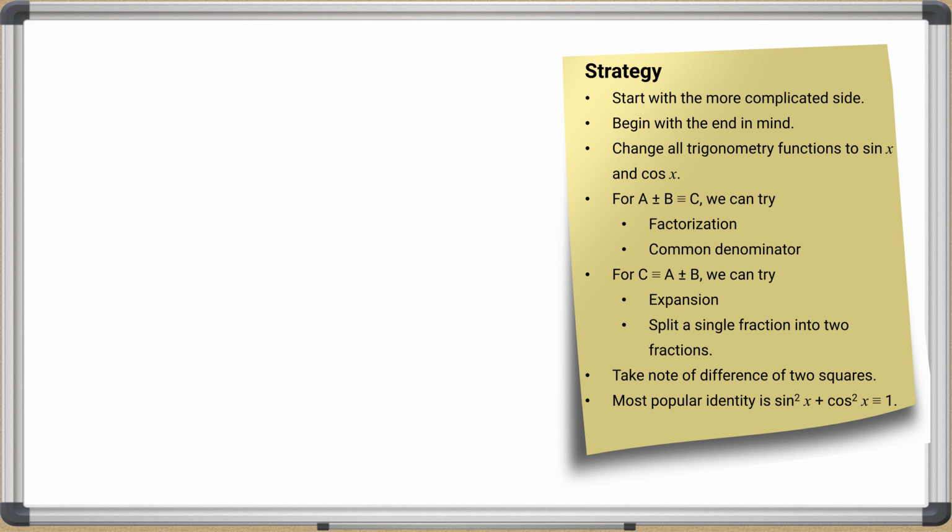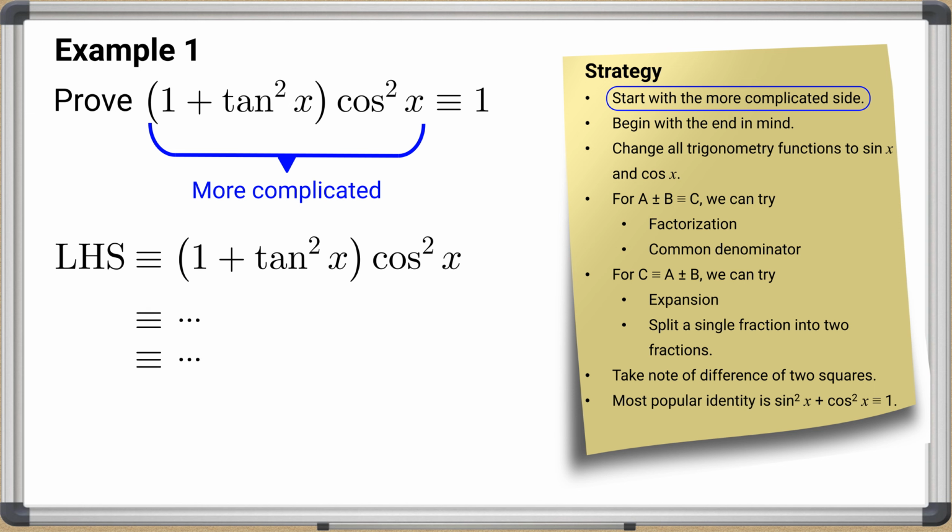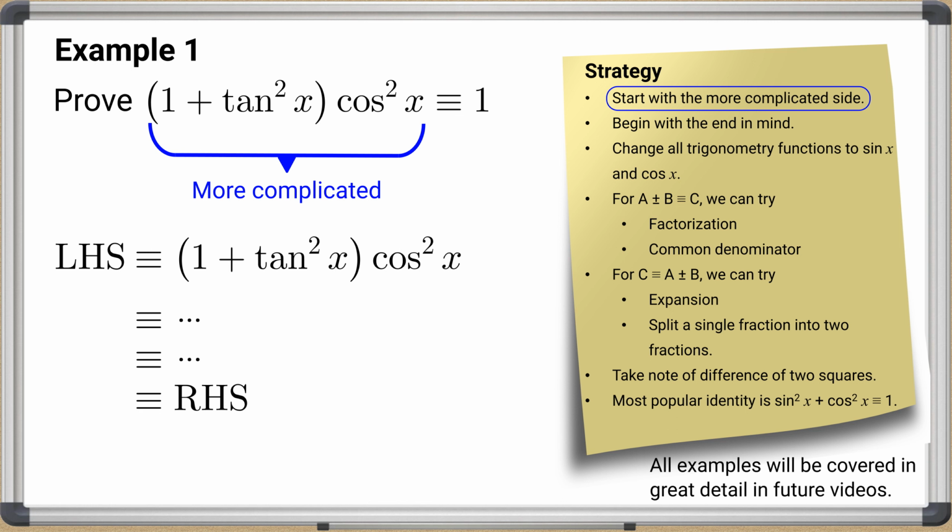Part 1. We start with the more complicated side. Let's look at example 1. The left-hand side is more complicated than the right-hand side. We start from the left-hand side. In this video, we will focus on the general strategy for proving trigonometric identities. We will not go into detail for each example. All the examples will be covered in great detail in future videos.